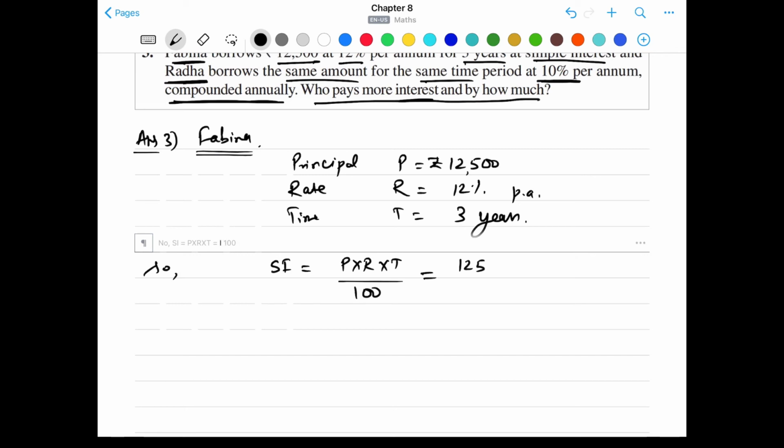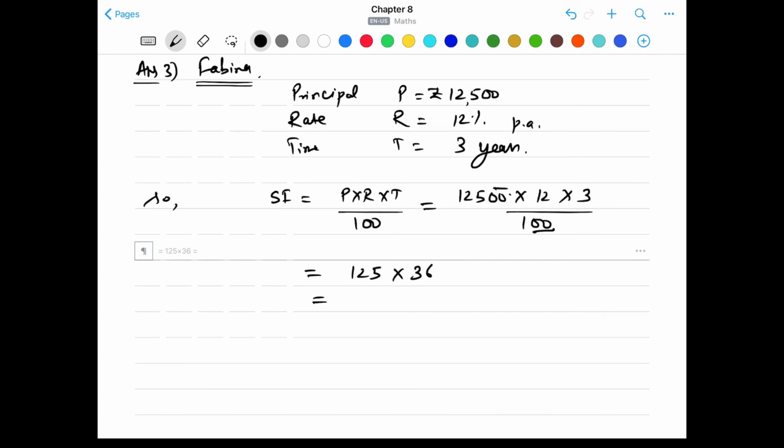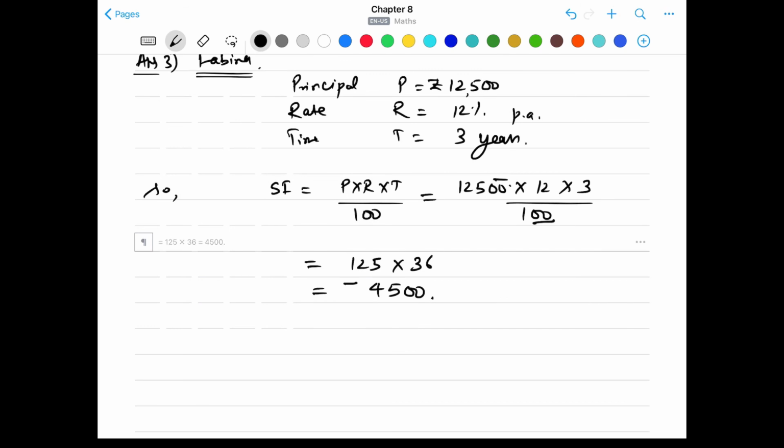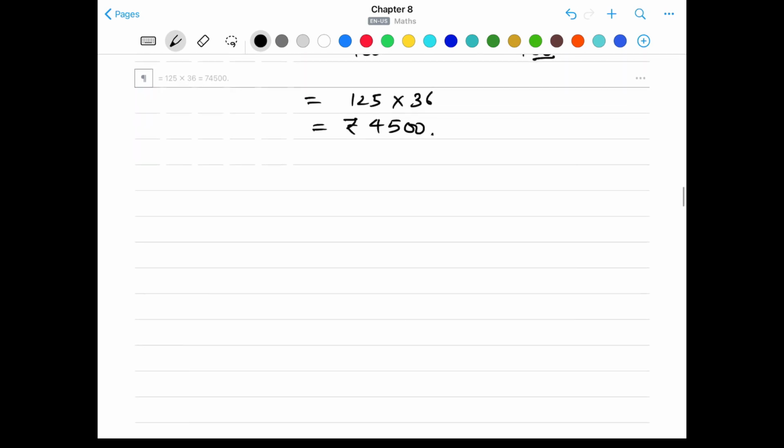So P here is 12,500, R is 12, T is 3, divided by 100. These 2 zeros will cancel the 2 zeros here, so what we are left with is 125, and 12 into 3 is 36. When you multiply the two, you will get 4,500. So that's the simple interest, the interest that will be paid by Fabina after 3 years on that principal amount. Now we'll calculate the interest to be paid by Radha.